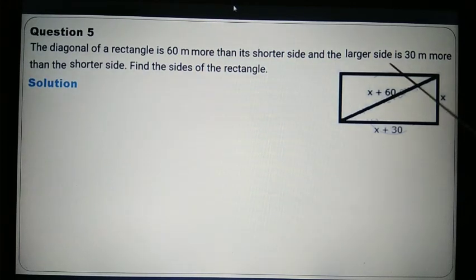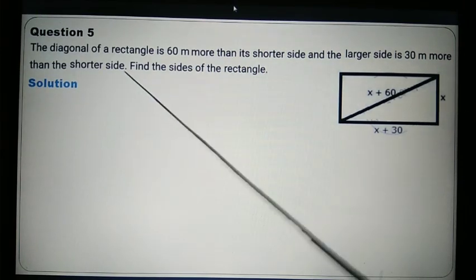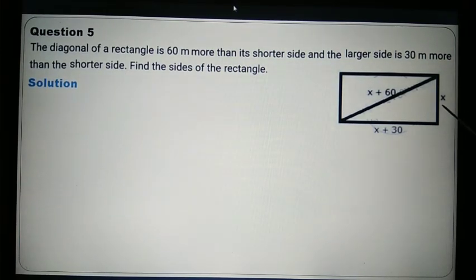And the larger side is 30 more than the shorter side. That means if the shorter side is x, then the larger side, that is this one, has to be 30 more. So that's why it will be x plus 30. And remember, in your rectangle, this angle is always 90 degrees. So basically here also you'll find a right angled triangle. So we'll apply Pythagoras theorem again, where this diagonal gives me the hypotenuse.